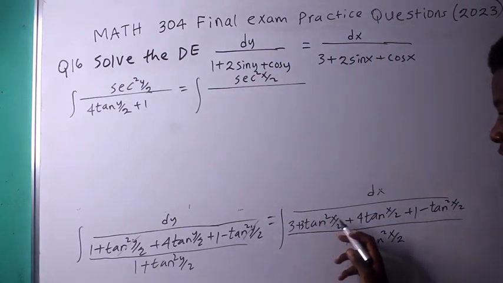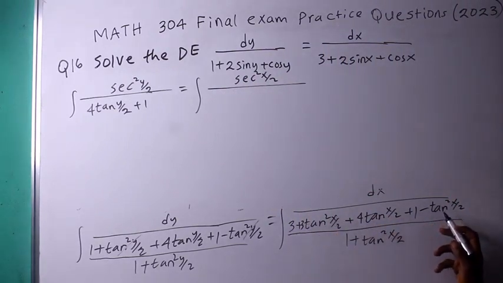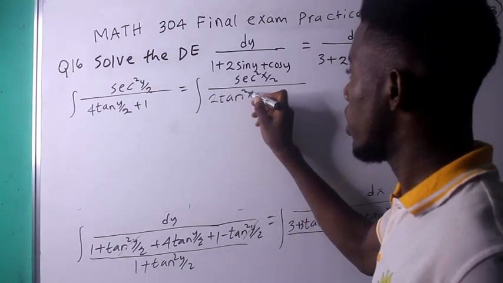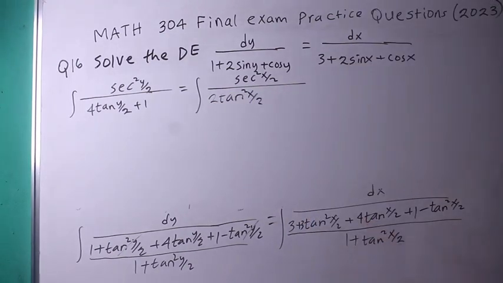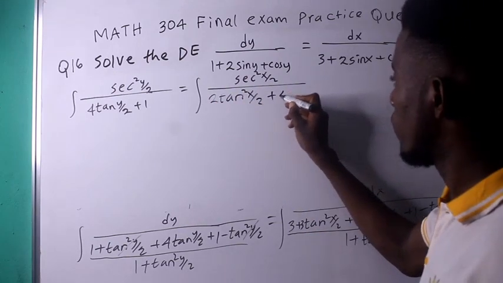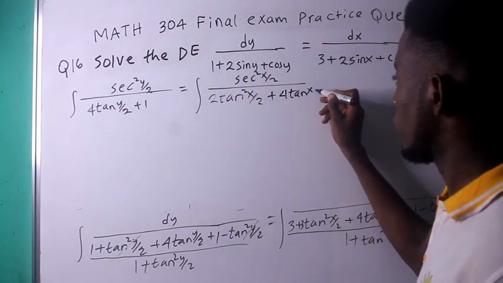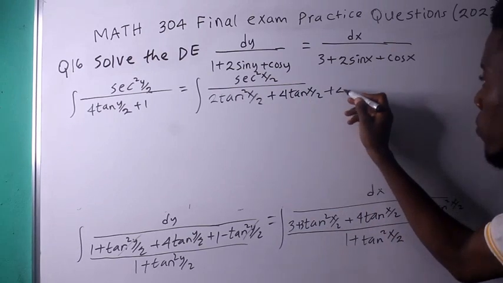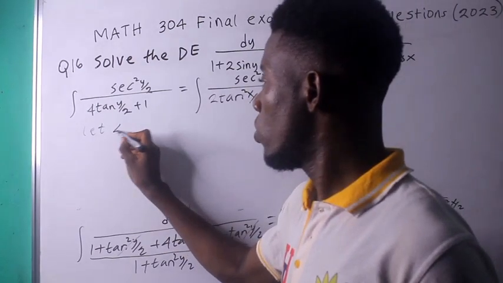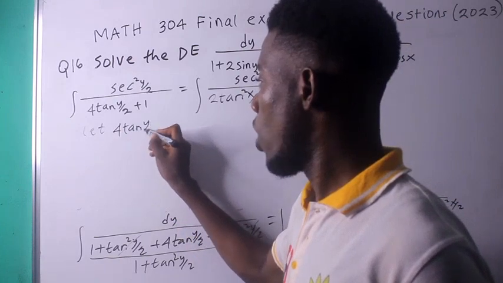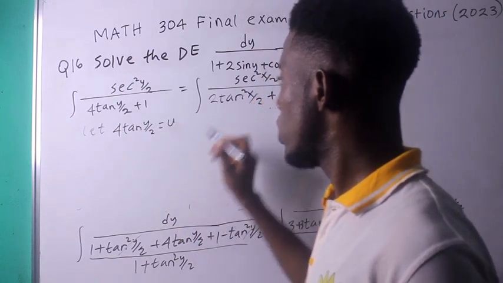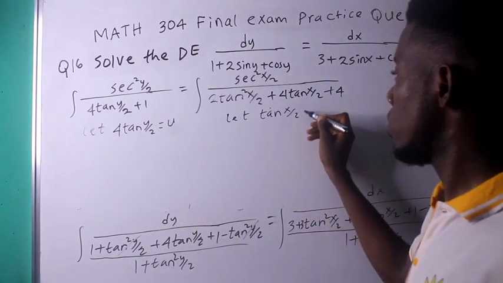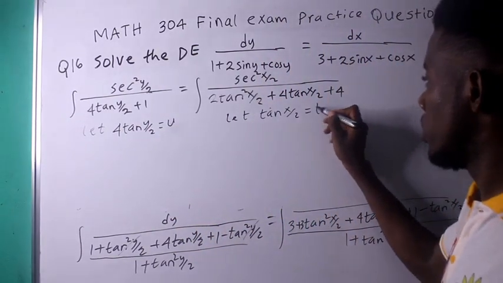So 3 tangent square x over 2 minus tangent square x over 2 is 2 tangent square x over 2. And I just have 4 tangent x over 2 plus 4. This 3 plus this 1 is 4. Let 4 tangent y over 2 equal some u. And I will say let tangent x over 2 equal some new variable t.